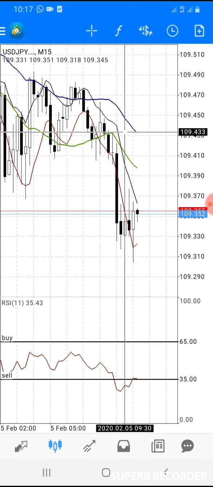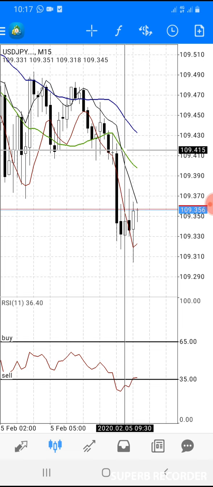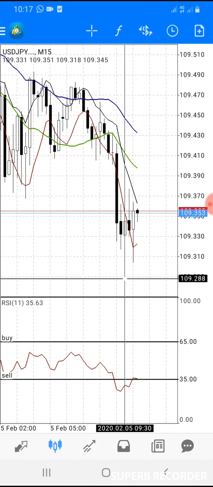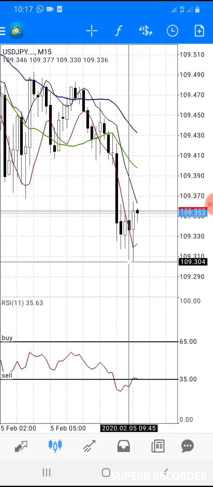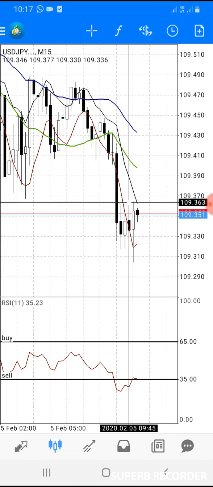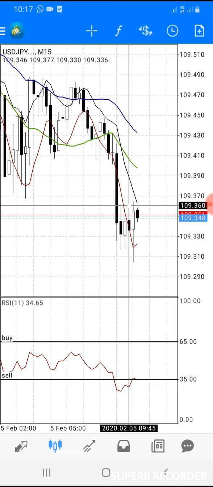We had a crossover here, and the RSI here, and you can see it fell up to this point, and then it started going up, which brings us to the second point.